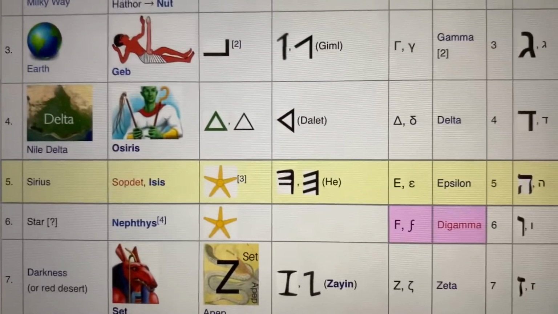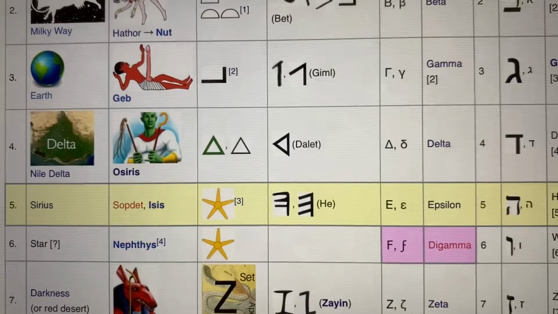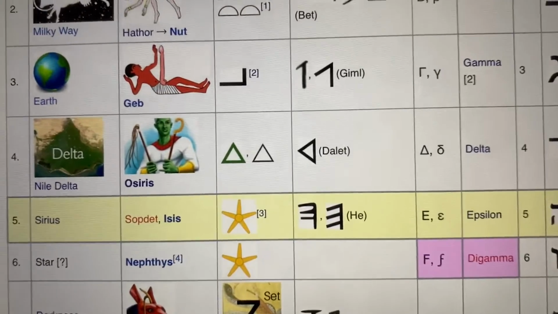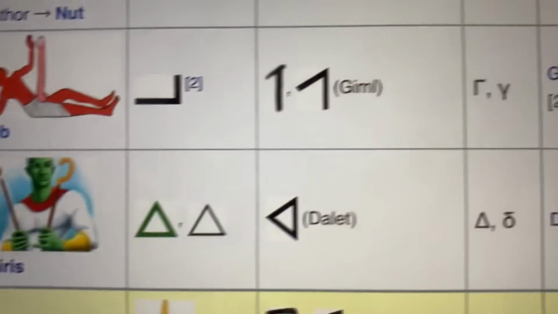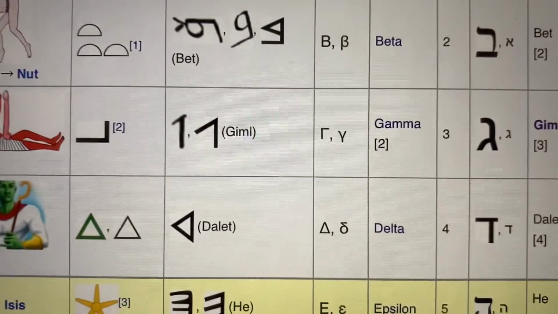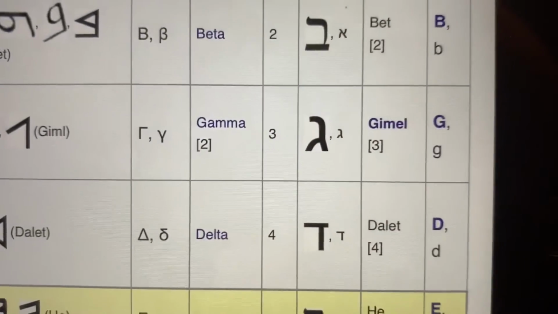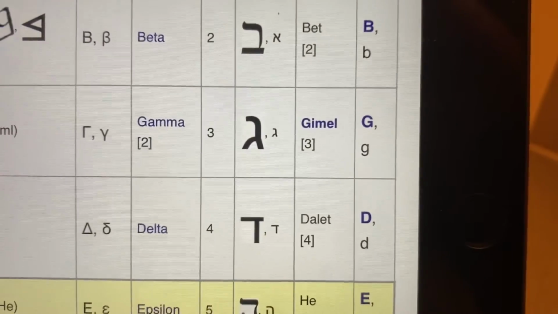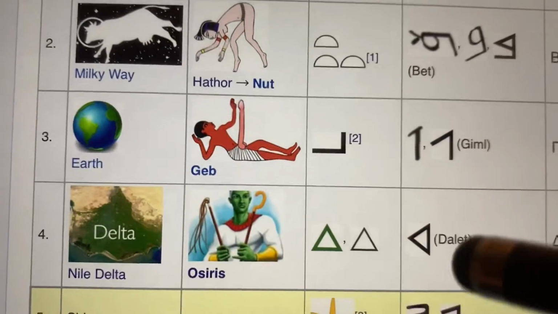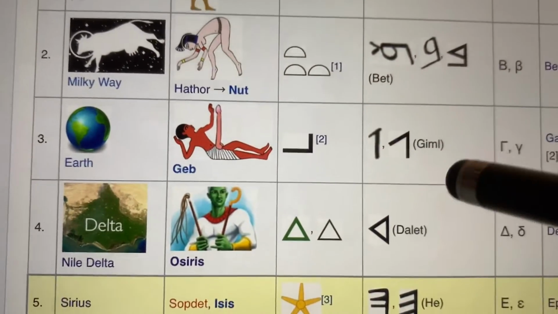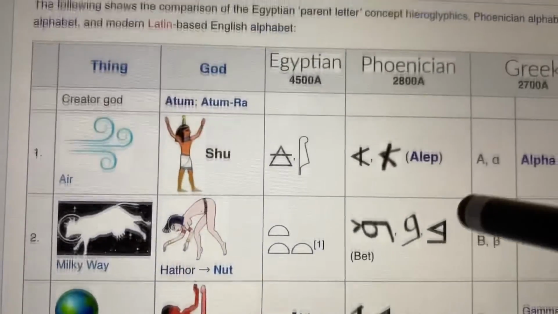The next symbol is the delta symbol. That's the shape of the Nile delta, which is the green-colored body of Osiris. That became the Phoenician Dalet and the Greek delta and the modern letter D. Now, why this is the fourth letter is because of the Heliopolis creation myth sequence of creation of these gods.